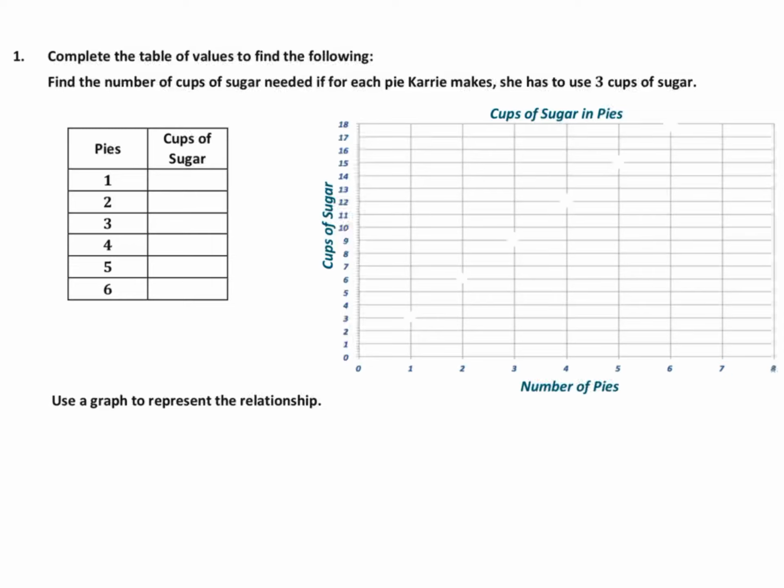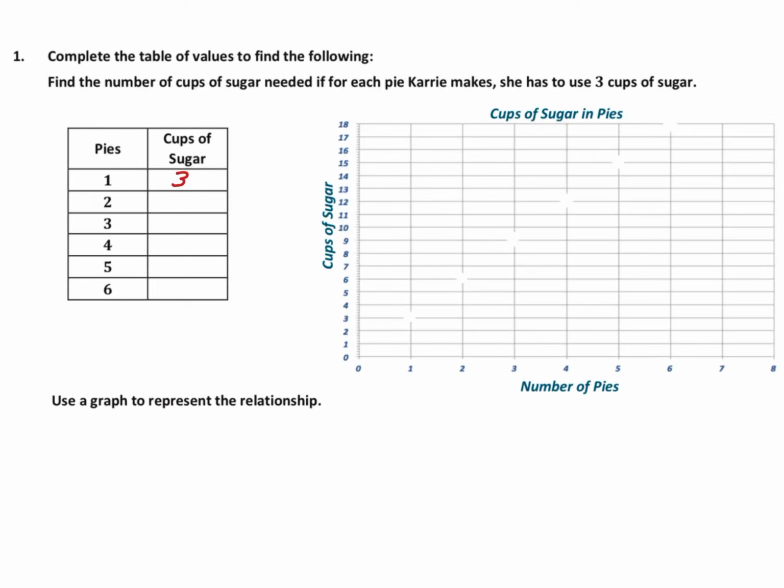Complete the table of values to find the following. Find the number of cups of sugar needed. If for each pie Carrie makes, she has to use 3 cups of sugar, so for 1 pie, she needs 3 cups of sugar.